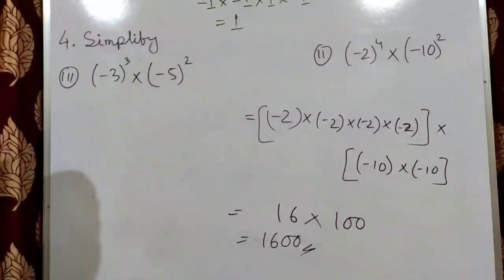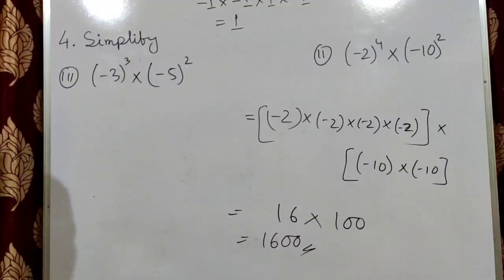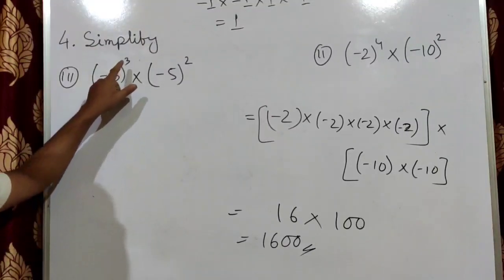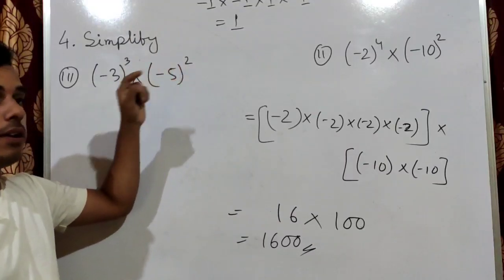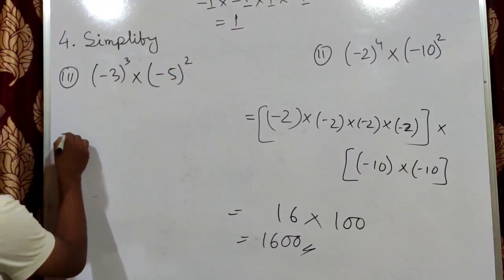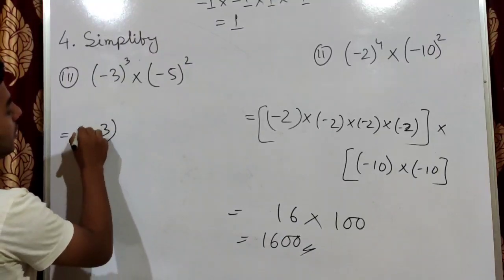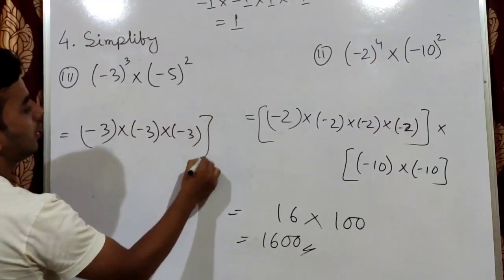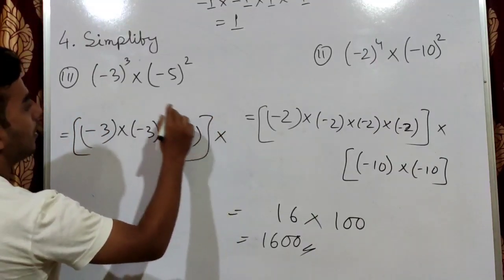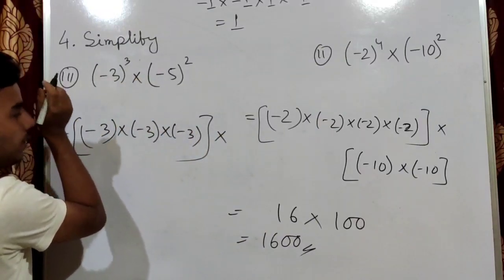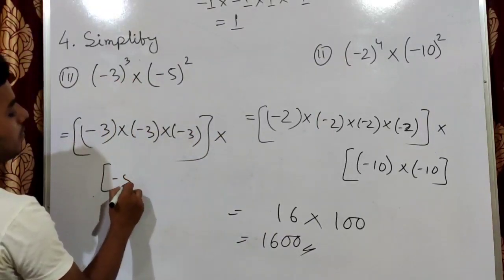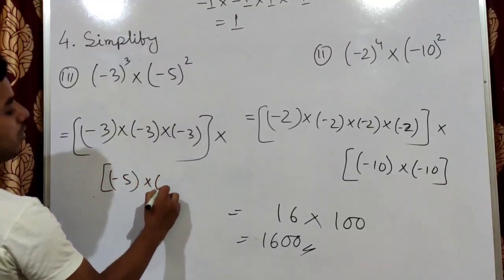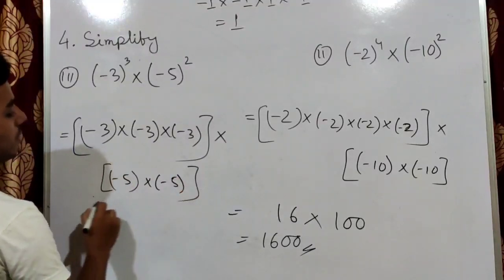Okay, now let us move to our next, which is minus 3 to the power 3 into minus 5 to the power 2. Here we have both types, one with an odd power and another with an even power. So how will you solve it? Minus 3 to the power 3 means minus 3 is multiplied 3 times: minus 3 into minus 3 into minus 3. Then you give bracket, then the multiply sign. Then minus 5 is multiplied how many times? 2 times. That means minus 5 into minus 5. Up to this clear? Okay.